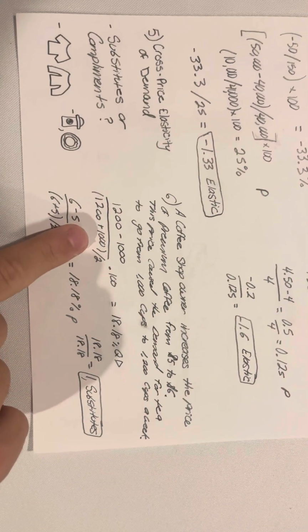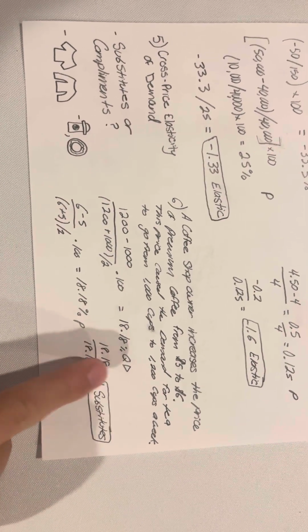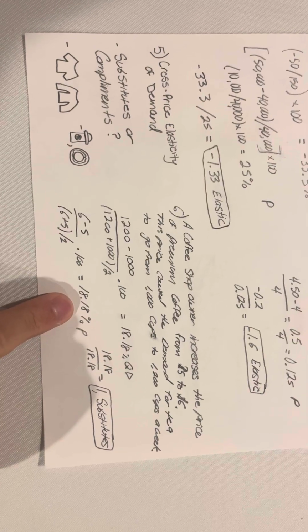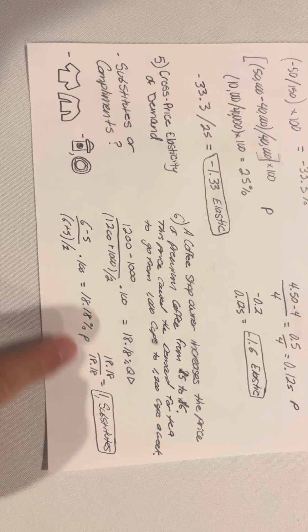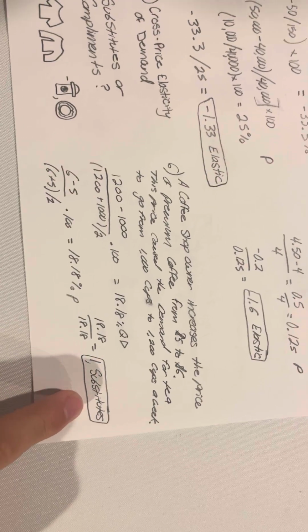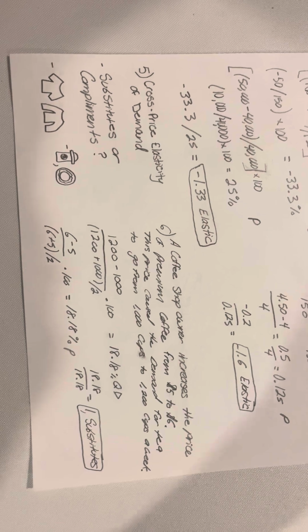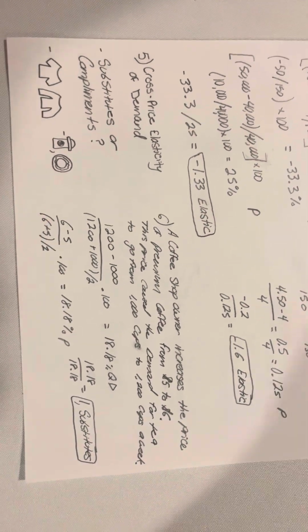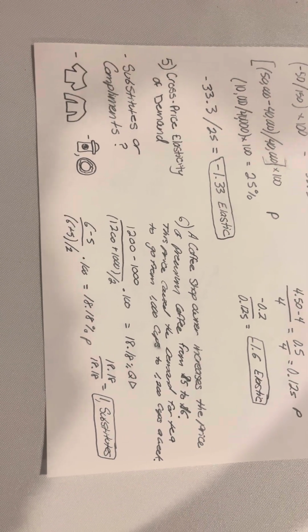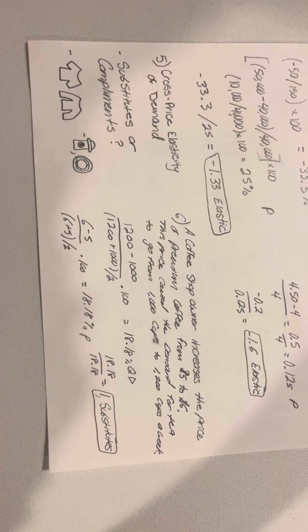So if we do our math here, 18.18% change in quantity demanded, 18.18% in price. Now if we divide those two, we get 1. They're perfect substitutes for each other. Okay, so overall cross-price elasticity of demand shows the sensitivity of a product to a change in price of another good.